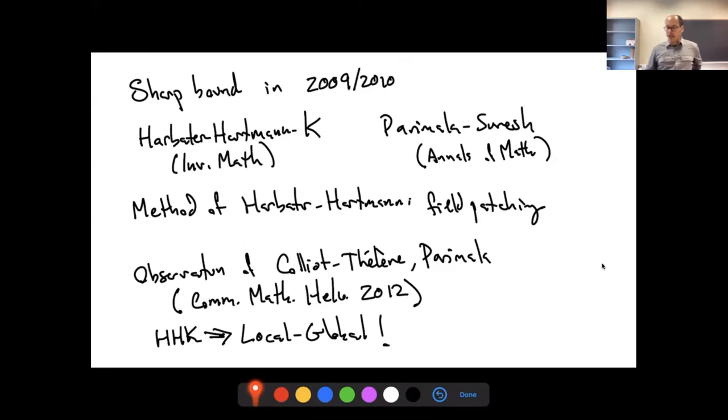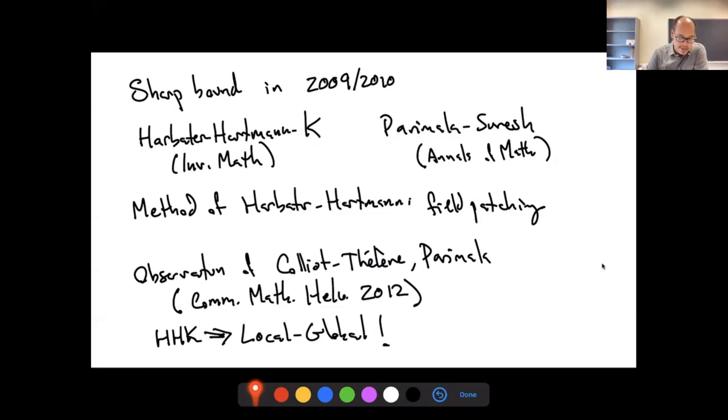The conjecture, though, had been that you would need 8 variables, and that was the most that you could have and not have a zero, and that sharp bound wasn't found until a little over 10 years later. So this was independently done by David Harbater, Julia Hartmann, and myself, and by Parimala and Suresh, independently and with very different methods.